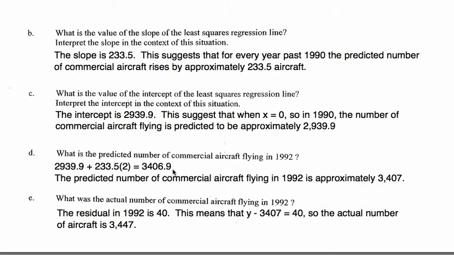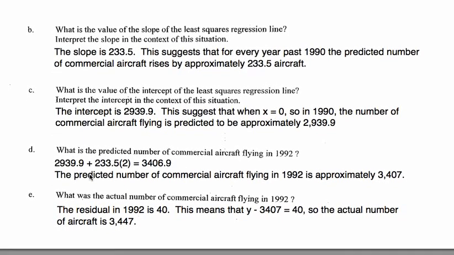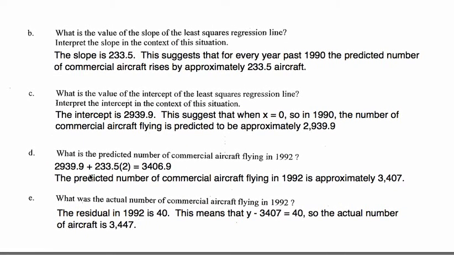There is our prediction. It is important when you make a prediction to actually show the work. This is very simple to show how you substituted the 2 into the expression, but showing work even when the work is that simple is important. That is the way to earn partial credit. Then for the last question, I think this is a really clever little question. What is the actual number of commercial aircraft flying in 1992?